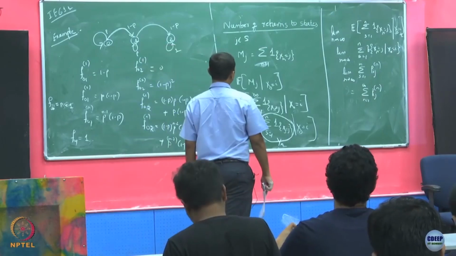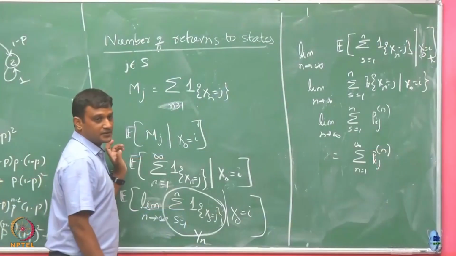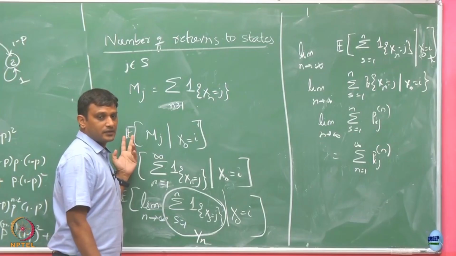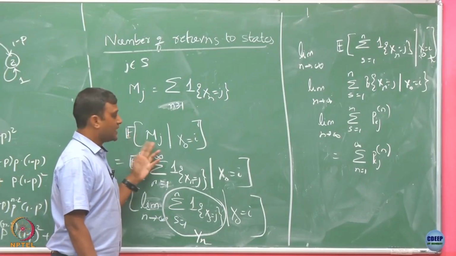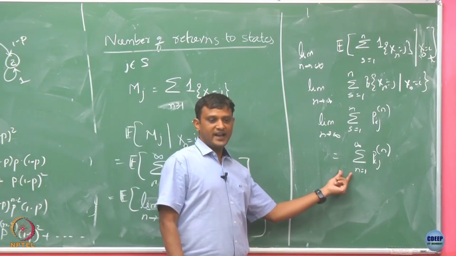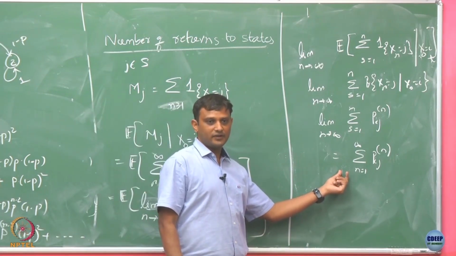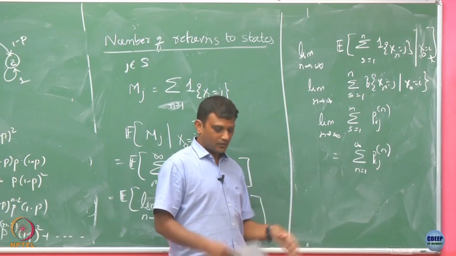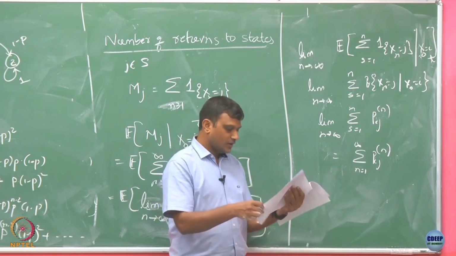So my mean number of visits to state j starting from i can be expressed simply as the sum of Pij of n, for n going from 1 to infinity. Okay, fine.